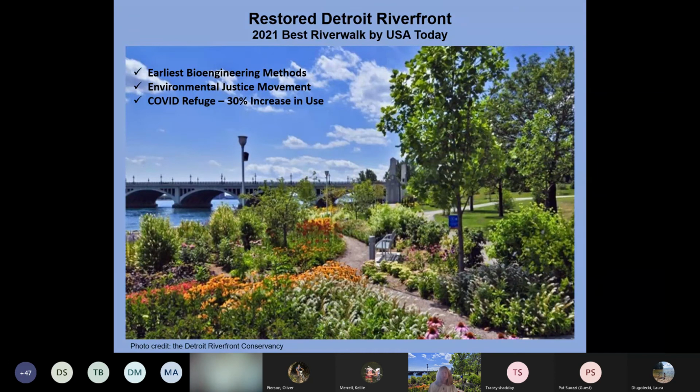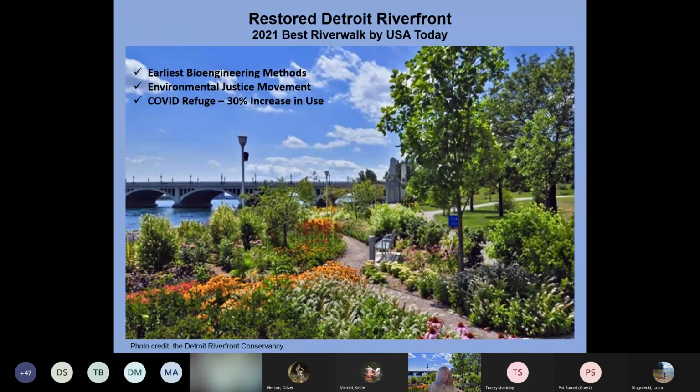And it was named in 2021 as the best river walk by USA Today. And this river had a lot of industrial waste and was armored for 14 miles long with car factory sprawl. It's taken over a decade to de-armor the river frontage using bioengineering methods and to reestablish a living shoreline. And this project really stands out to me for 3 reasons. First, it showcases one of the first examples of bioengineering.